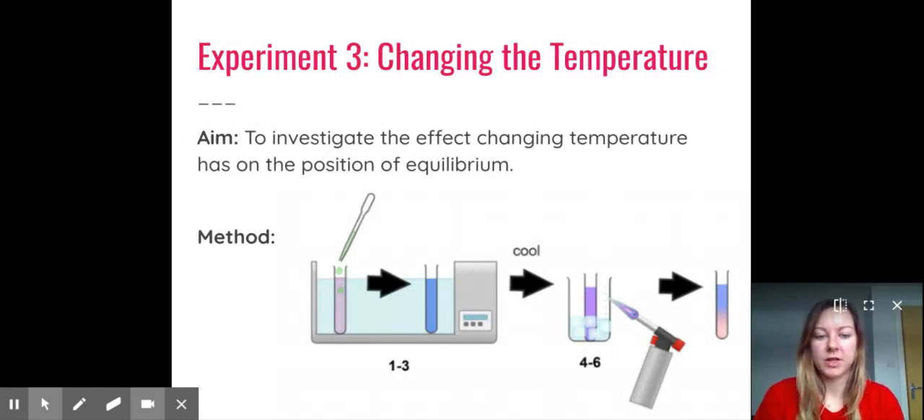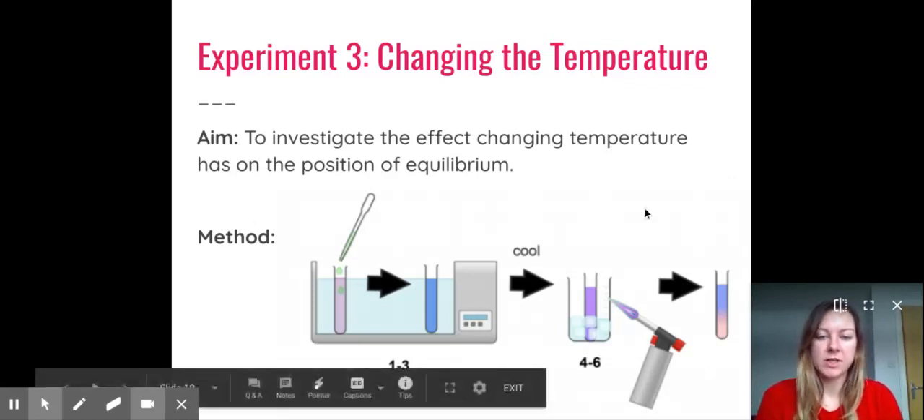Changing the temperature then. So how does temperature affect the position of equilibrium? Again, these are experiments that if we were in class we would be carrying out. The nitrogen dioxide one with the gases is just a demonstration, but hopefully if we're able to get back into the classroom then we can show you some of these. This one is an experiment that you could very well do on your own.